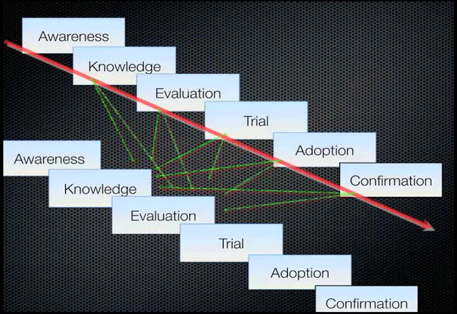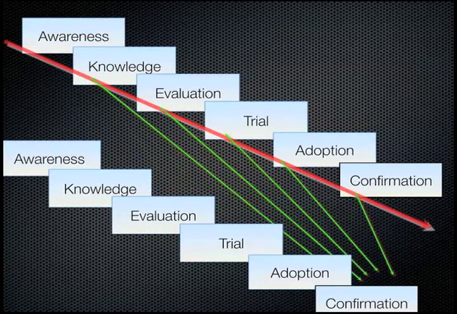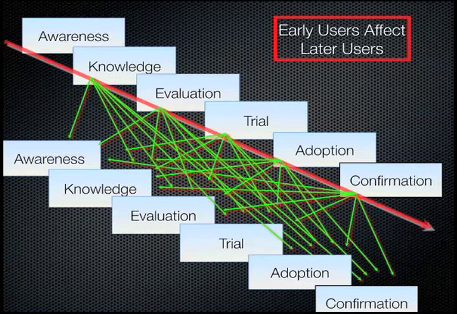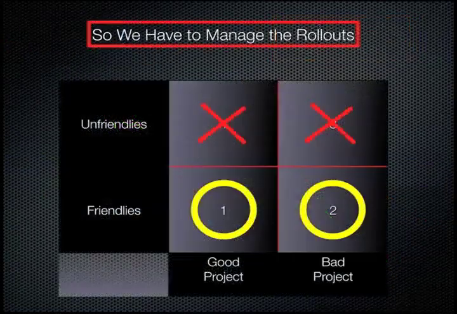As we start diffusing the information system through the organization, we know that there are a series of steps that we go through when we take a look at a new technology. We go through an awareness, knowledge, evaluation, trial, adoption, and confirmation stage. What we're showing here with the green arrows is how, as early adopters start using the system and gaining knowledge and evaluating it and trying it, they affect how later adopters use it. So we can see the importance of early users and how they affect subsequent users of technology.